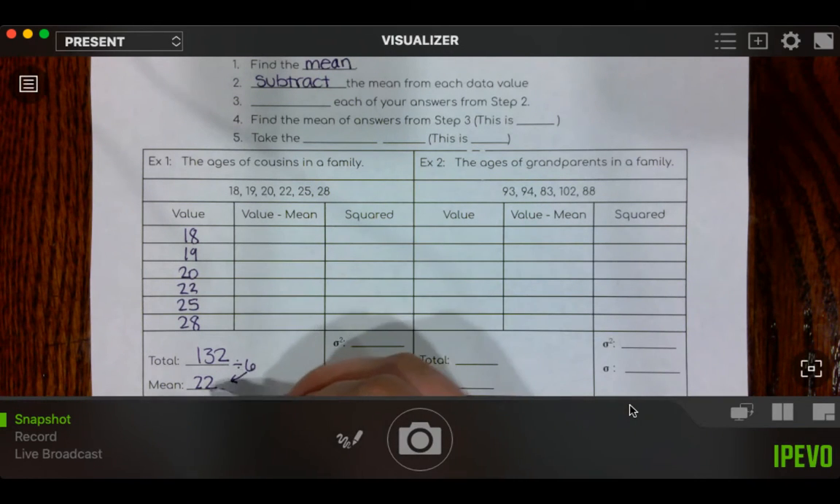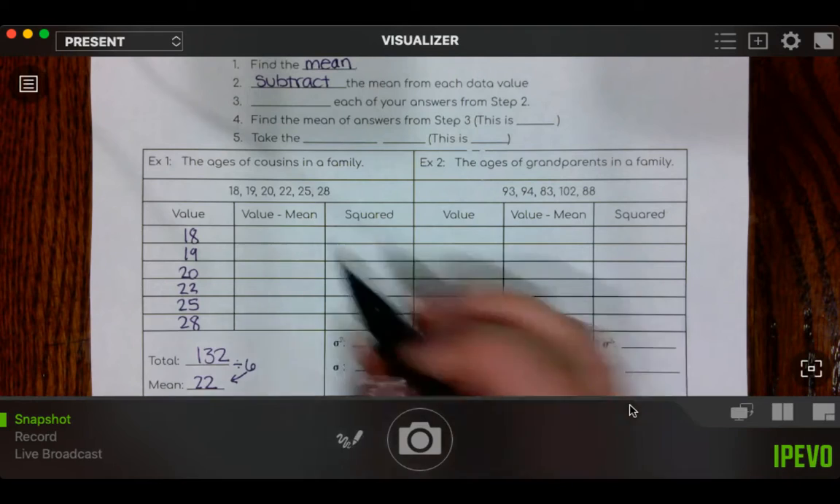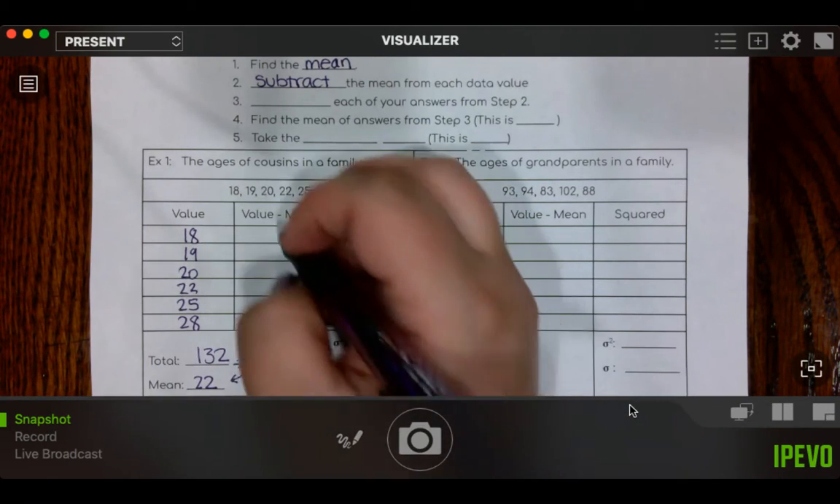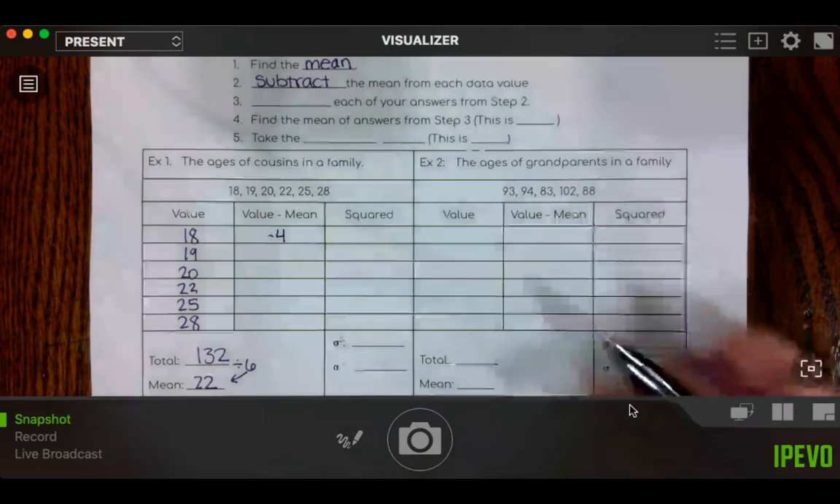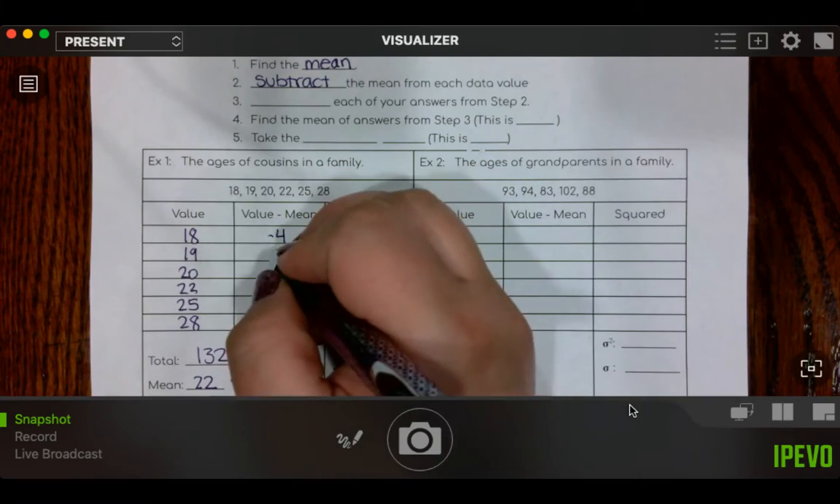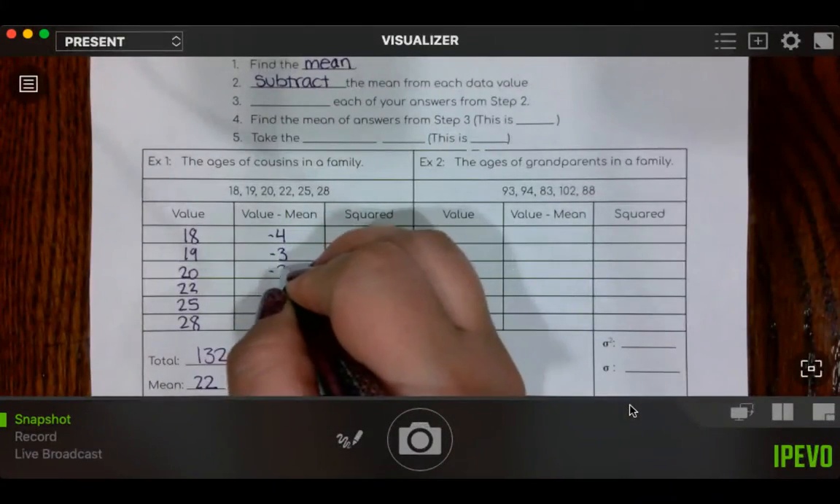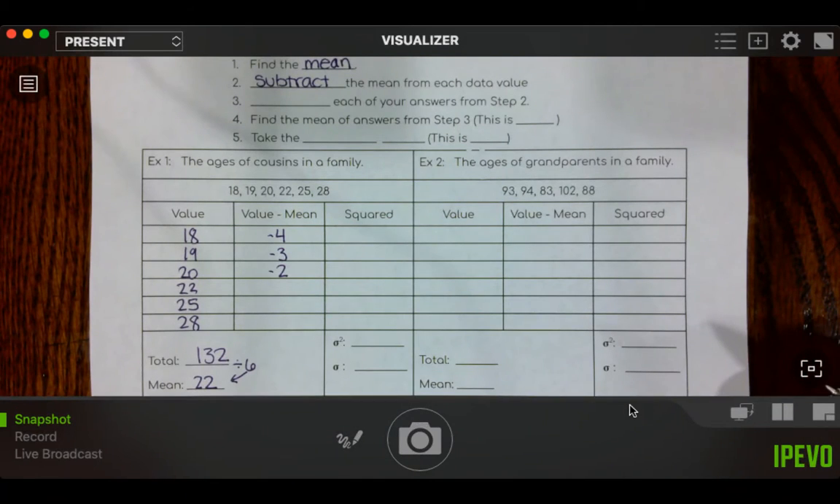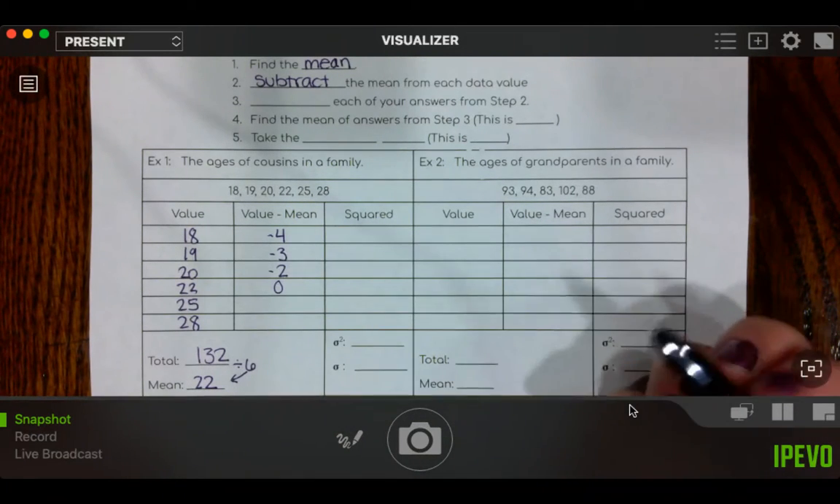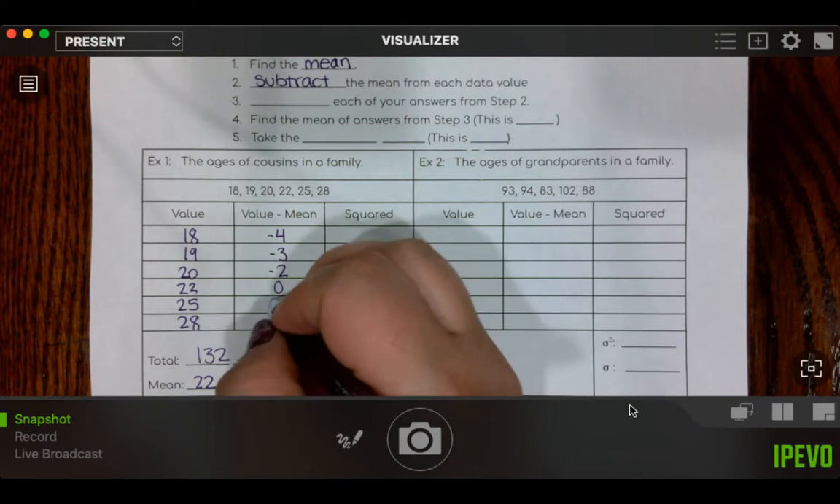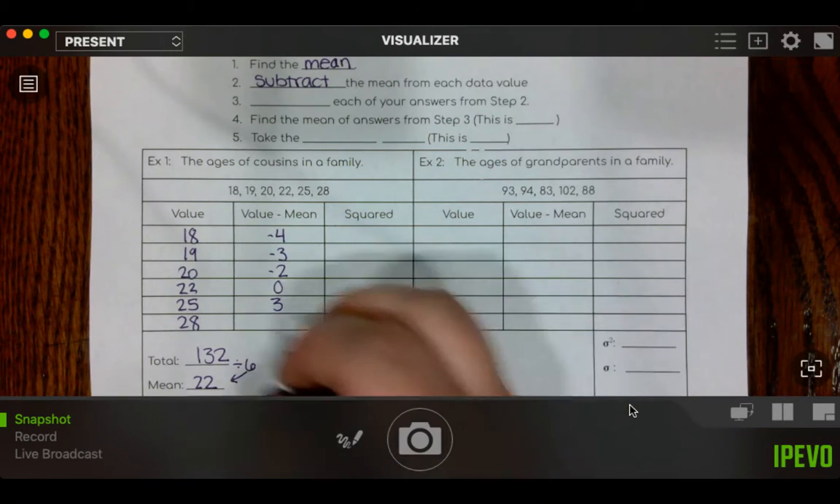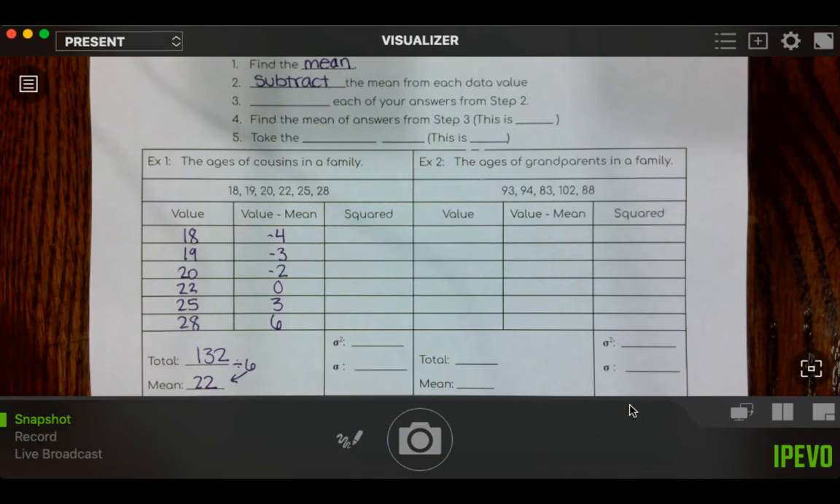And then I'm going to subtract 22 from all of them. So 18 minus 22 is negative 4. 19 minus 22 is negative 3. 20 minus 22 is negative 2. 22 minus 22 is 0. 25 minus 22 is 3. And 28 minus 22 is 6.